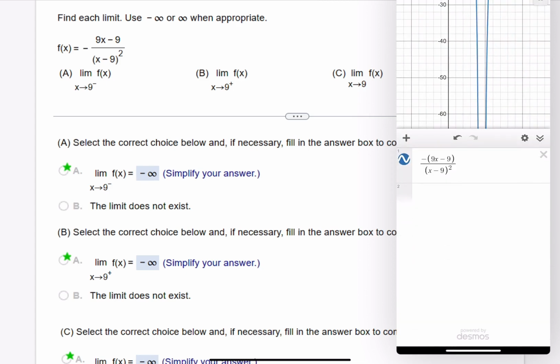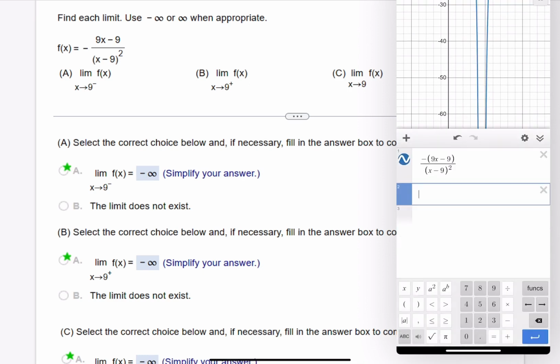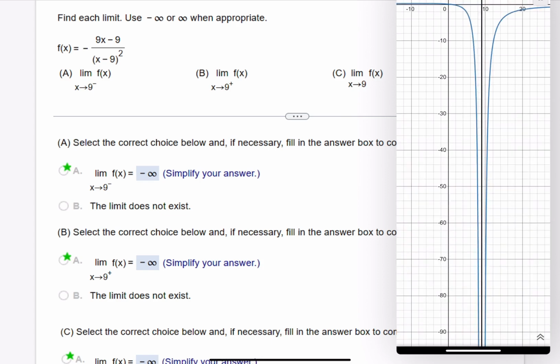So I graphed the function, right? That's how the graph looks. And as you can see, when this is my graph, let me graph something else. Let me graph x is equal to 9. When I'm graphing x is equal to 9 and coming from the positive side, as you can see, the value goes to negative infinity. When I'm coming from the negative side, the value still goes to negative infinity. That's one way of looking at it.